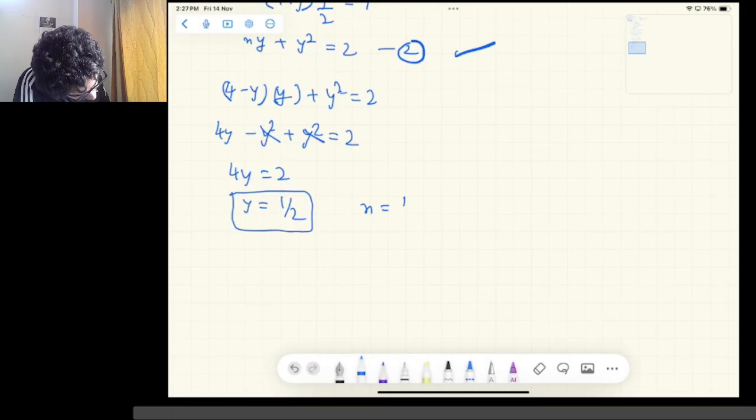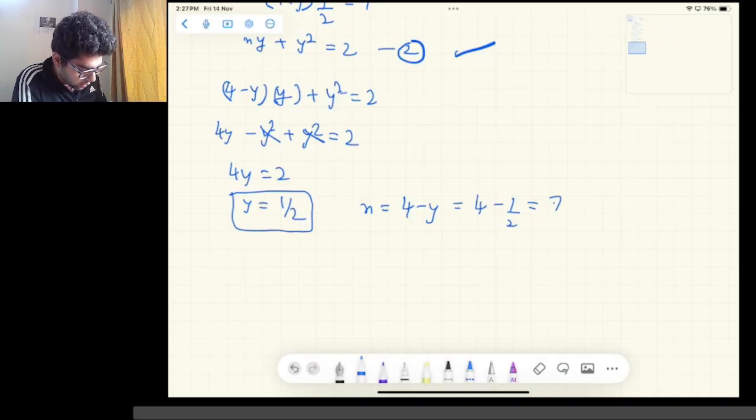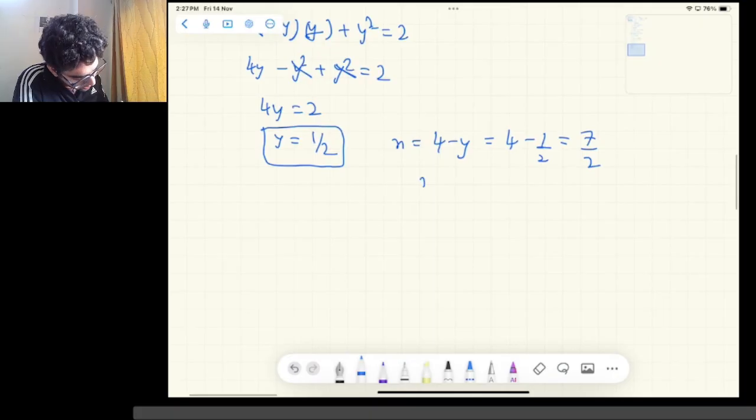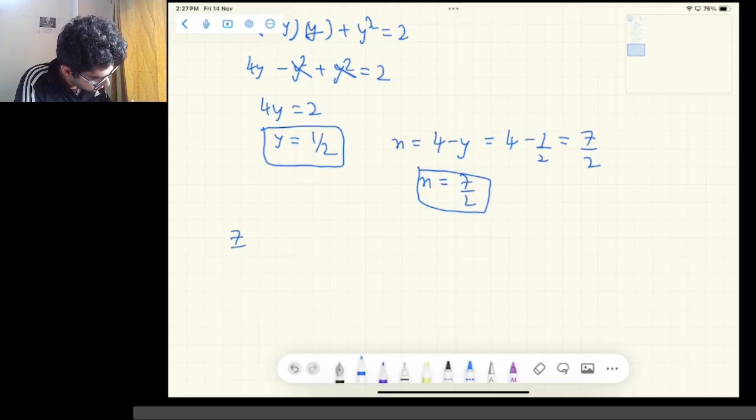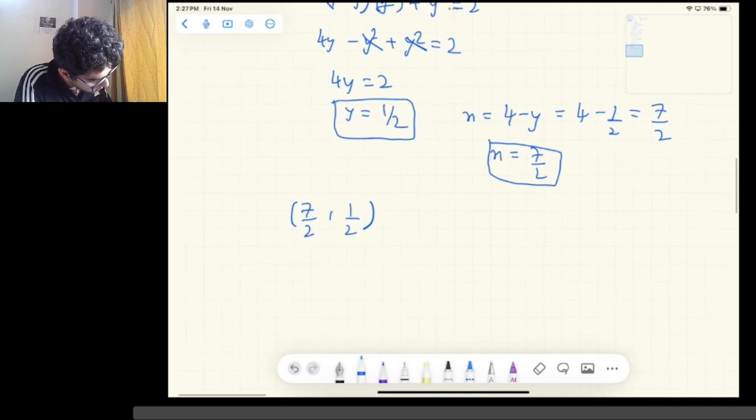So x is 4 minus y. So 4 minus half. 4 minus half gives me 8 minus 1, 7 by 2. So my x is 7 by 2. So my stationary point becomes 7 by 2 comma half. This is my x star comma y star.